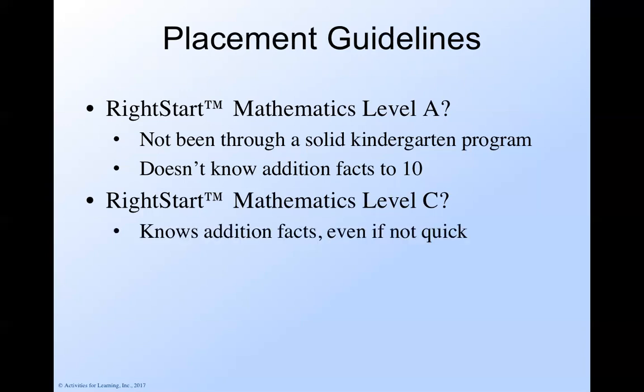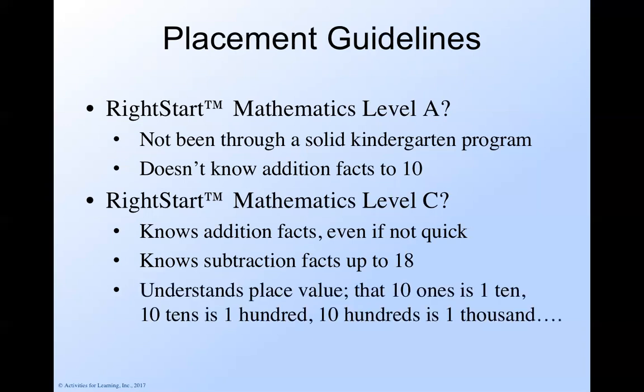For Level C, what we're looking for is, does your child know their addition facts? Even if they're not quick, if they can answer in 2 to 3 seconds, they understand the concept of addition. They know their facts up to 18, 7 plus 9, 6 plus 5, that they understand what's going on and can answer you. They understand place value. They understand that 10 ones is 10, 10 tens is 100, 10 hundreds is 1,000. Then they are ready for Level C. Otherwise, let's look at Level B.